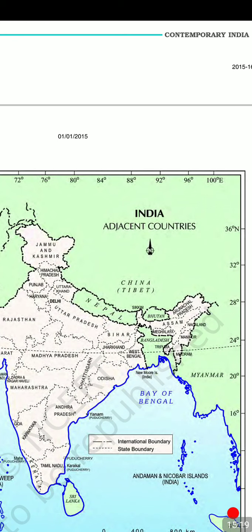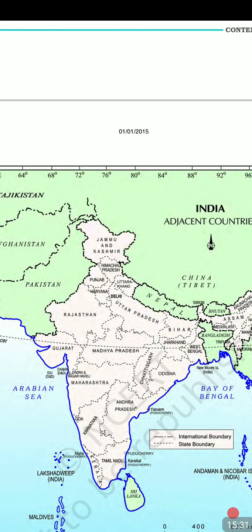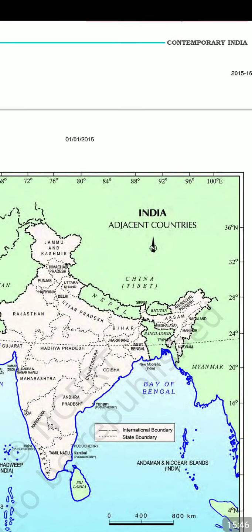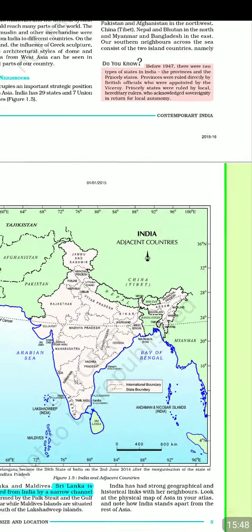Uttarakhand, Uttar Pradesh, Bihar, Sikkim, and West Bengal for Nepal, right? Bhutan shares 4, Myanmar shares 4, Pakistan shares 3, owing to the fact that Jammu and Kashmir has become a union territory. And Bangladesh also shares 5, right? Interesting.